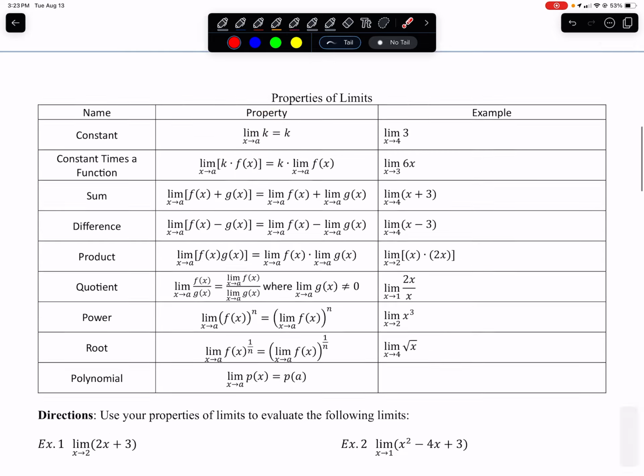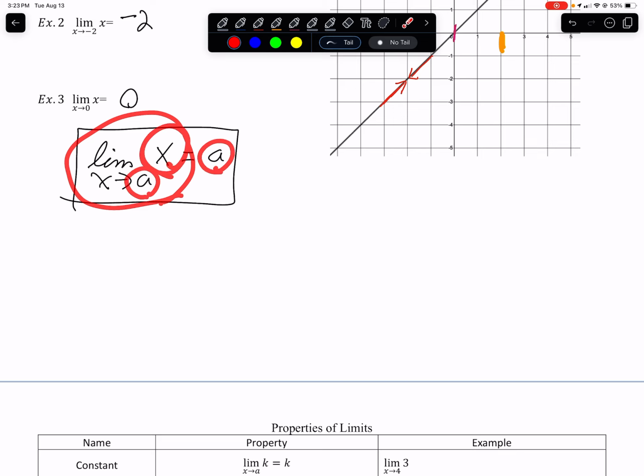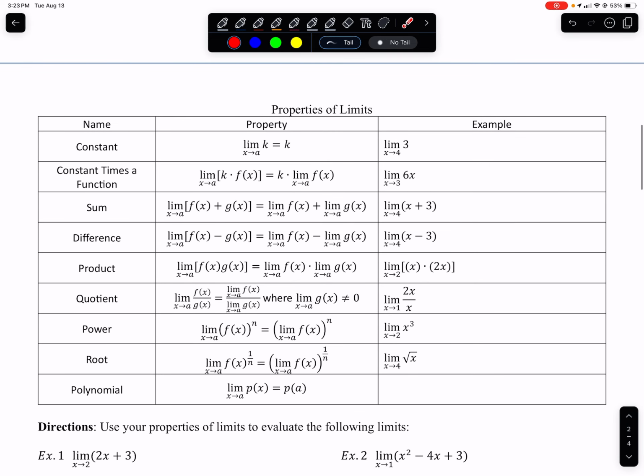The second one is y equals x or f of x equals x. Whatever x approaches, that will be your limit. And again, get comfortable with that in your head. Think of just plugging x in for a or a in for x, and you get a. So that's the other one.